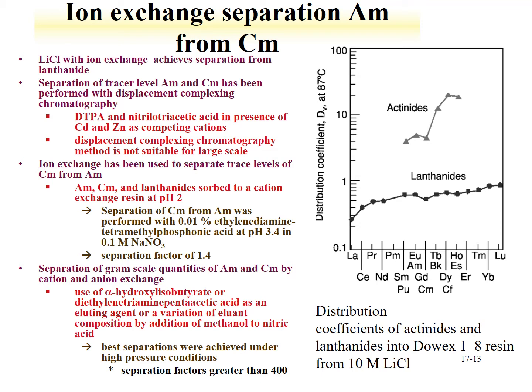The eluent can be varied using a gradient of methanol and nitric acid. Best separations were achieved under high pressure. Separation factors can be as great as 400, much larger than the separation factor we previously discussed. And the use of high pressure increases the theoretical plates of the system, enhancing the separation.